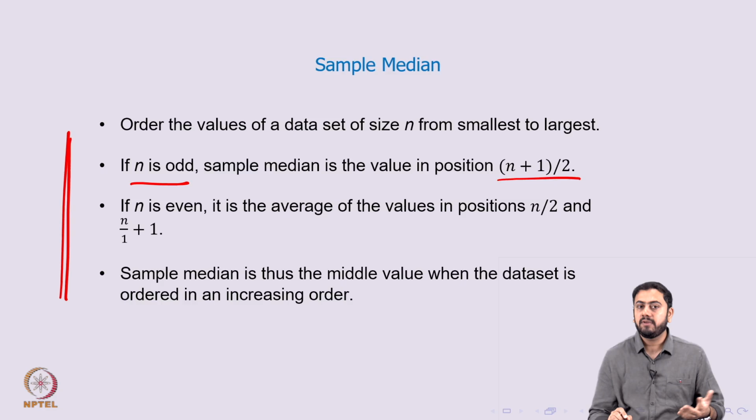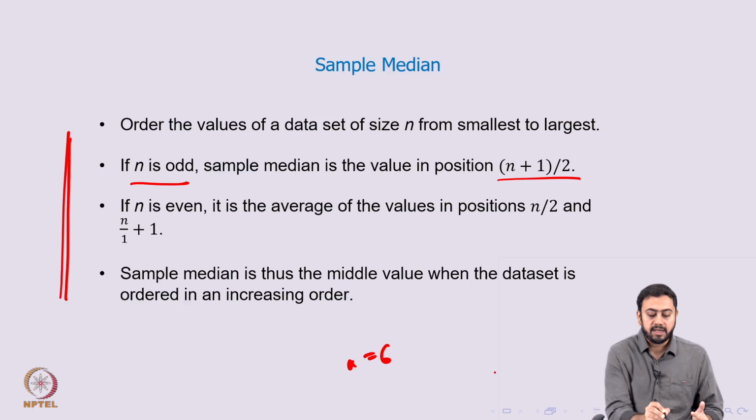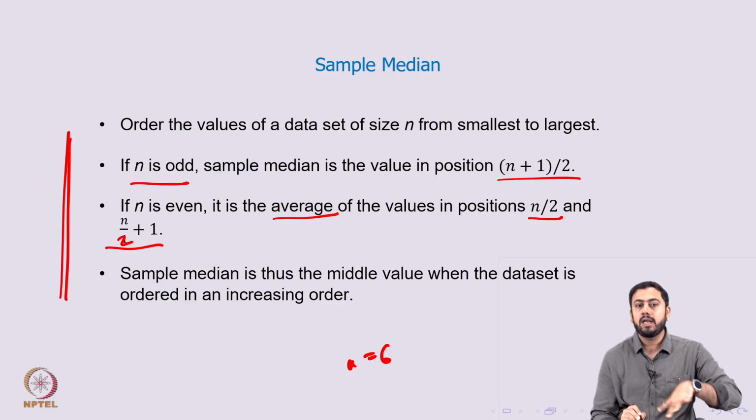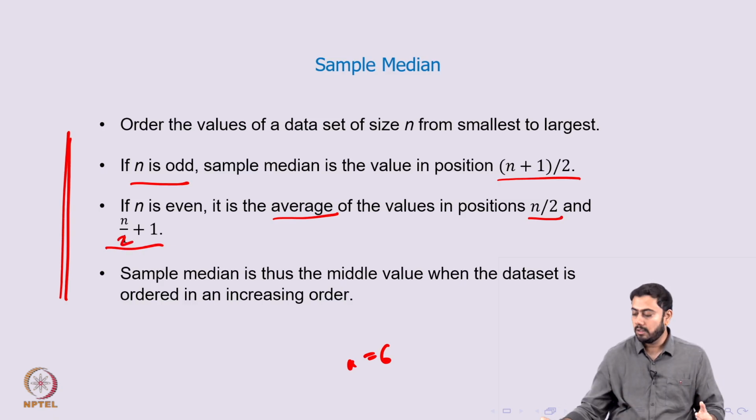On the other hand, what would happen if n is even? Then you have two midpoints. Let us say n is 6. Then the third and the fourth values are the midpoints. In that case, you simply take the average of the third observation and the fourth observation. Essentially, you are taking an average of the values at positions n by 2 and n by 2 plus 1. There is a small typo here, it should be n by 2 plus 1. Ultimately, the sample median is the middle value when the data set is ordered in increasing order.